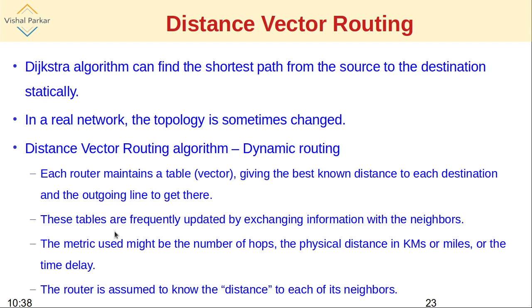Here the metric that is used for the distance calculation may be, as we have seen previously, for example, the number of hops, how many routers are required to go to a particular destination. That may be the physical distance in kilometers or miles to approach that destination, or it may be the propagation delay, that is the time delay to reach a particular destination. So any one of these it may be. Now, given that metric, each router is assumed to know the distance to each of its neighbors.